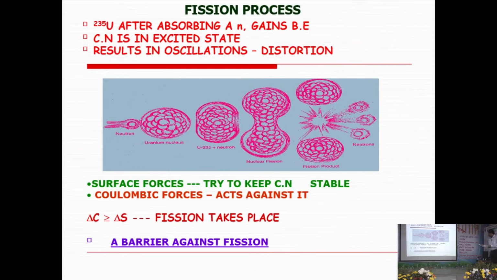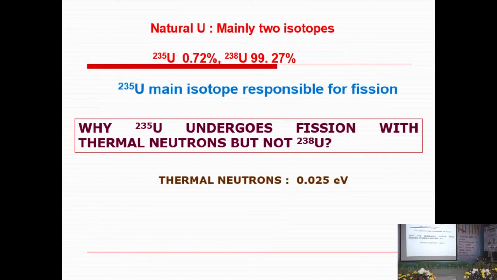Now when I am bombarding with a neutron, it will form the compound nucleus. The surface energies are forcing it to hold together, whereas the Coulombic forces are forcing it to break away. If the Coulombic forces are more than the surface forces, fission will happen, and if the surface forces are more, then fission will not happen. The barrier against fission acts as the surface forces. In the natural abundance of uranium, uranium-235 is only 0.72% and uranium-238 is about 99.2%. The 235 is the main isotope responsible for fission.